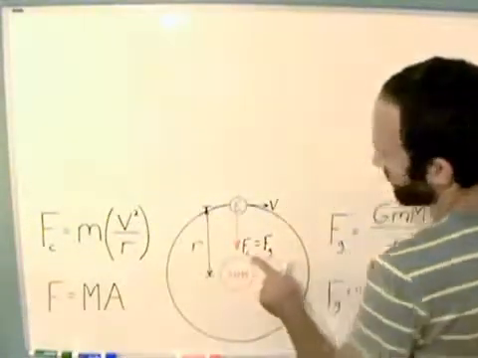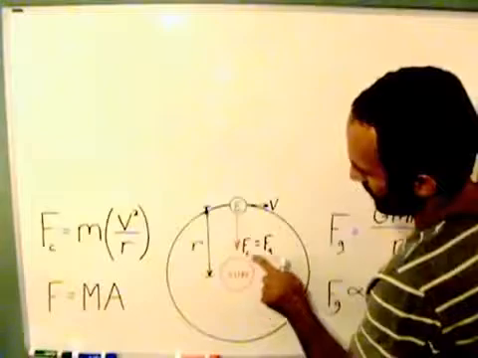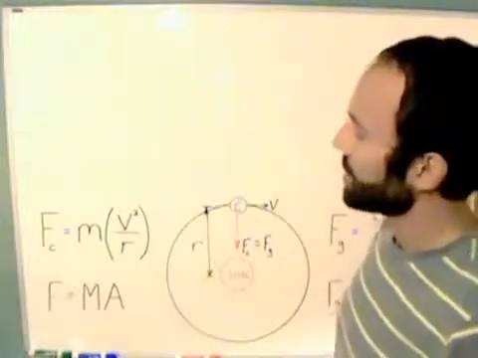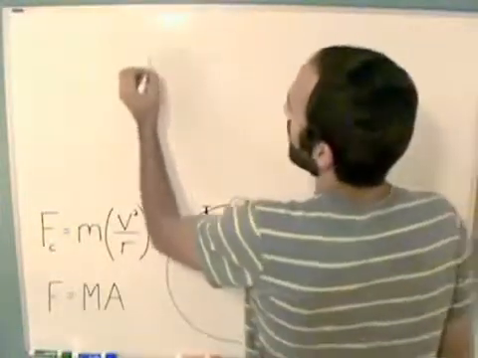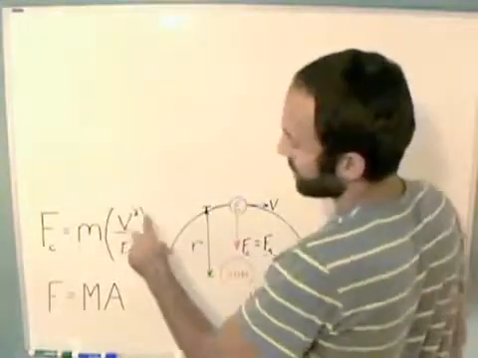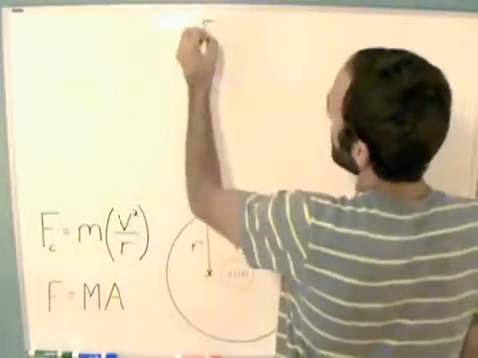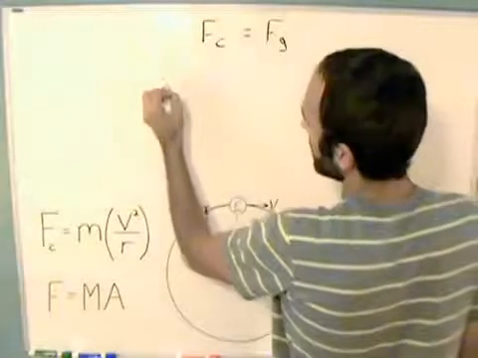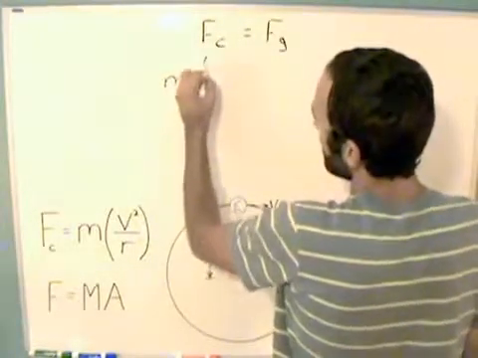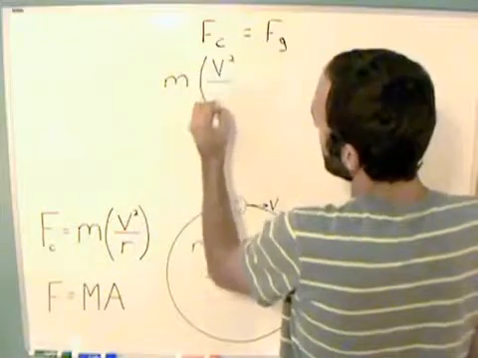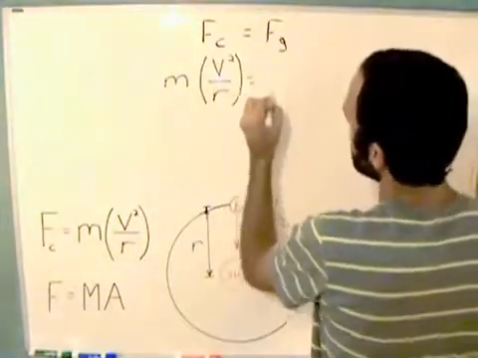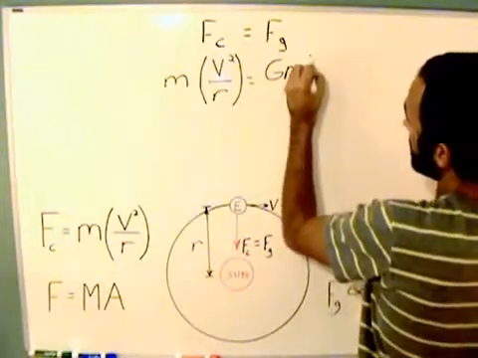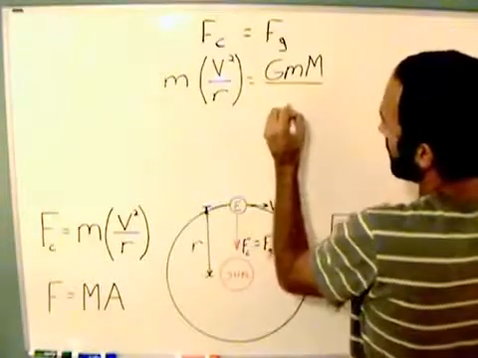Okay, so as I've written here, the centripetal force between the Earth and the Sun, or the force pulling the Earth towards the Sun, is equal to the force of gravity. So you can set Fc equal to Fg. Fc is m times v squared over r, and that is equal to big G, the gravitational constant, times little m, the mass of Earth, times big M, the mass of the Sun, over r squared.